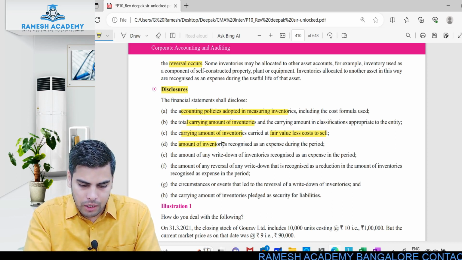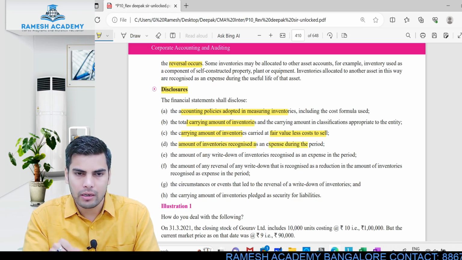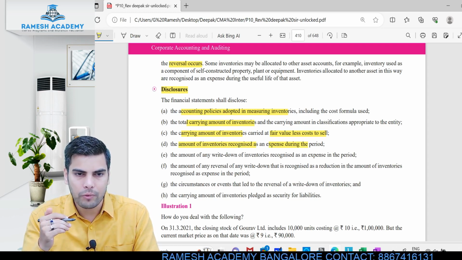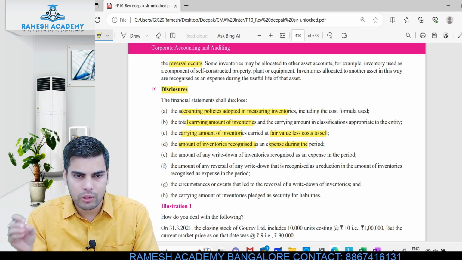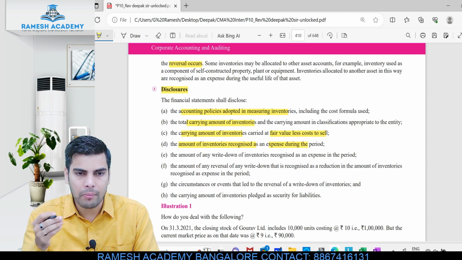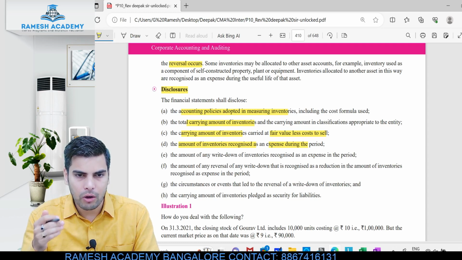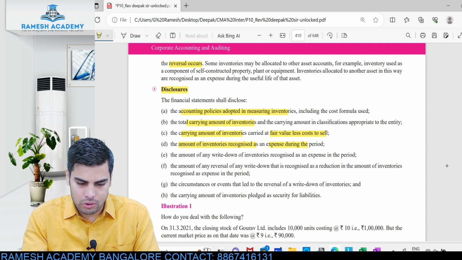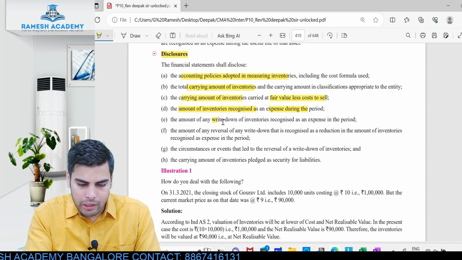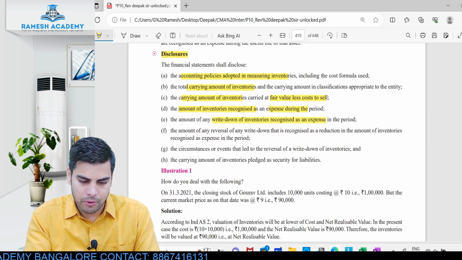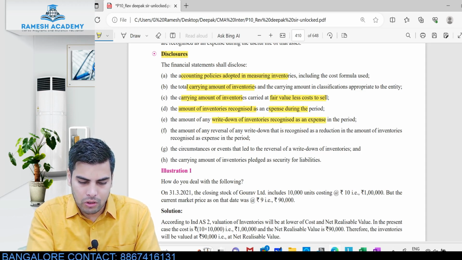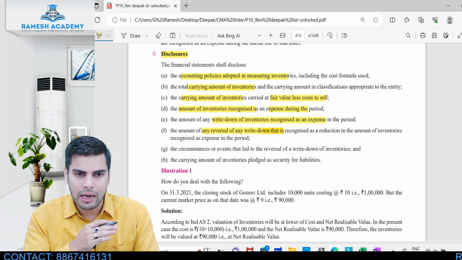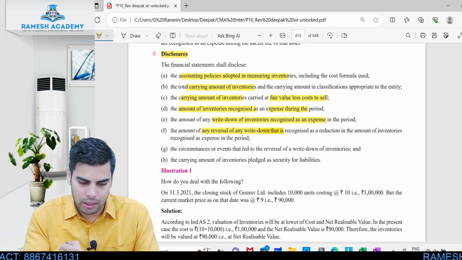The amount of inventory recognized as an expense during the year. If there is any write down, or any reduction in the value of inventory to bring it to the net realizable value, we just need to deduct some amount from the cost. Such reduction in the value of inventory has to be disclosed separately. The amount of any write down of the inventory recognized as an expense in that year, and the amount of any reversal of any write down. So earlier I had reduced it, now I'm reversing it, even that has to be disclosed.